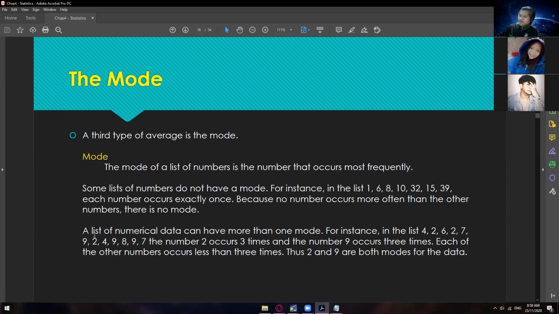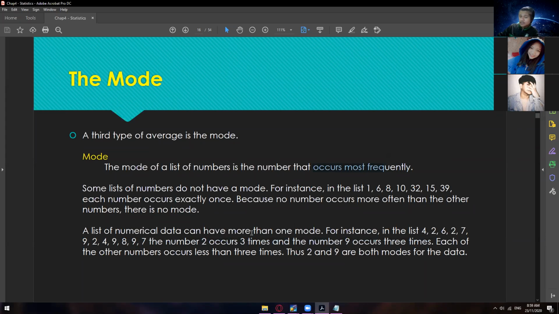The second possibility is that you can have 2 or more modes. A list of numerical data can have more than one mode. It could be 2, 3, 4, 5, or even more. For instance, in the list 4, 2, 6, 2, 7, 9, 2, 4, 9, 9, 8, 9, 7, if you check the data, the number 2 occurs 3 times and the number 9 also occurs 3 times.